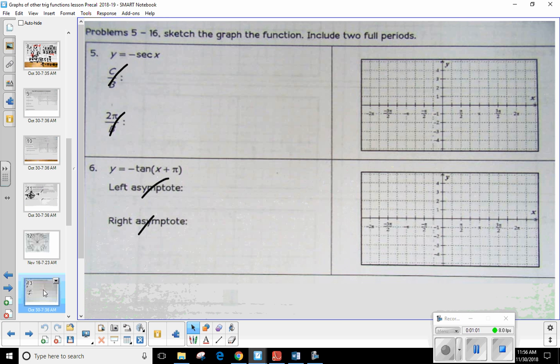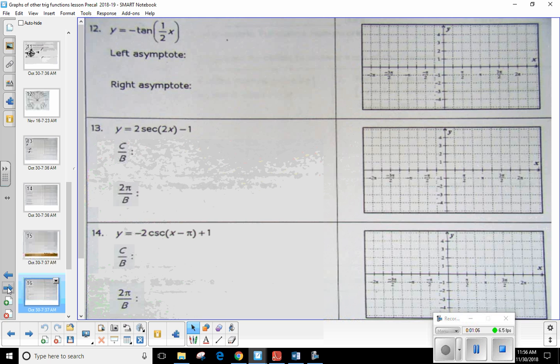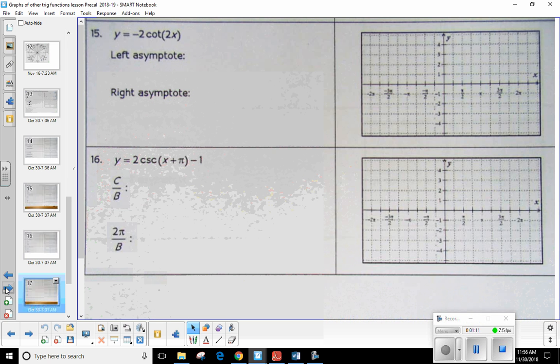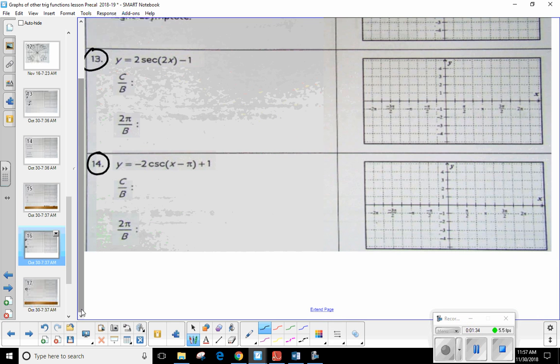But let's see. I think it was on the last page. Yes, like number 13, number 14, and number 16. They all do this particular idea. So 16, then we have 13 and 14. Why don't you go ahead and choose one of those, and we'll start with that. Which one would you like? 14. Okay. We want to graph 14. Y equals -2 cosecant of x minus pi plus 1.